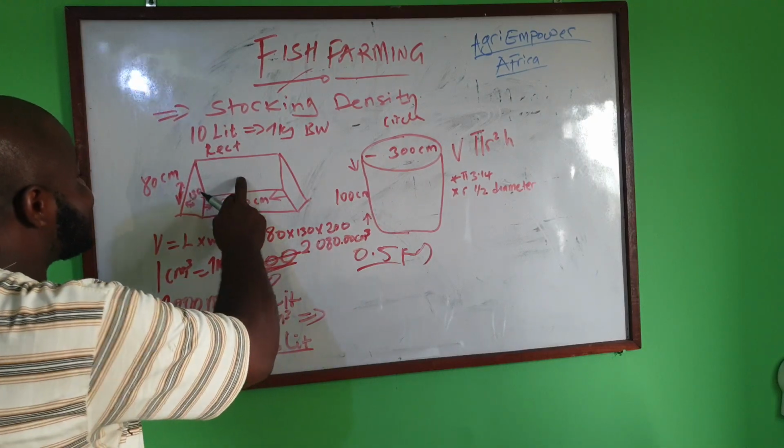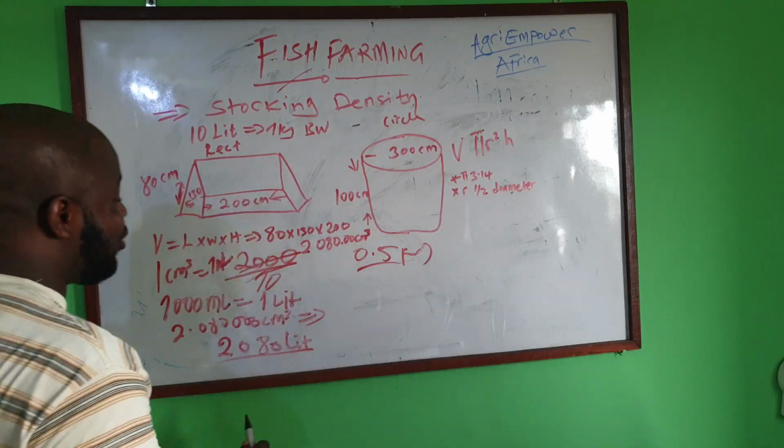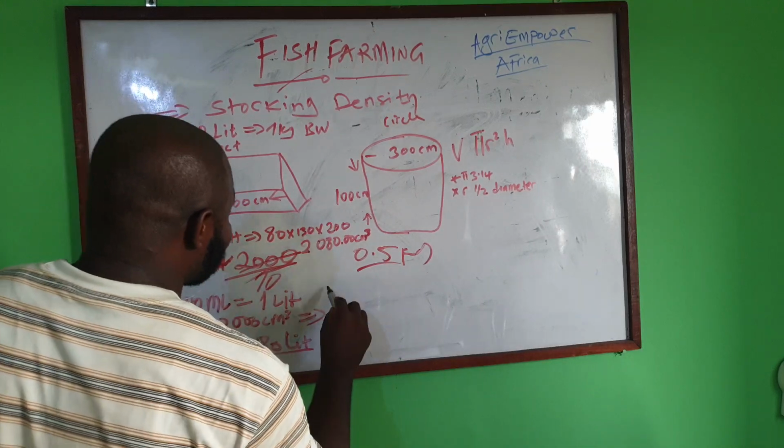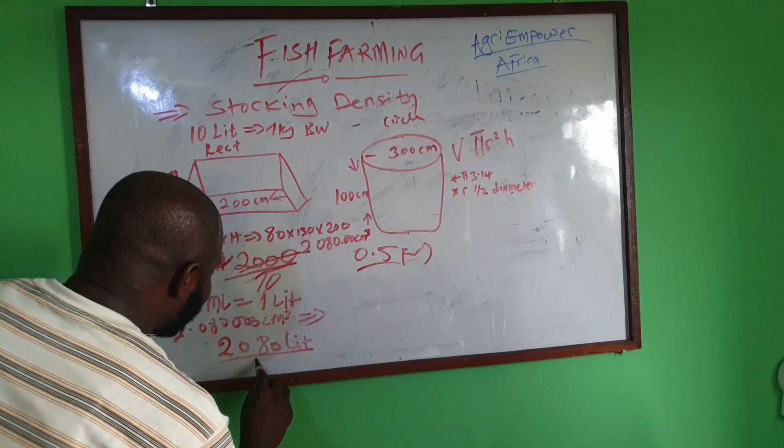Having 2,080 liters inside this rectangle, it will be easy for you now to say 2,080 divided by 10, for example.